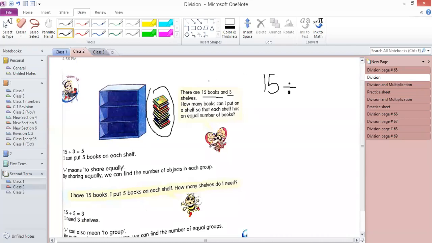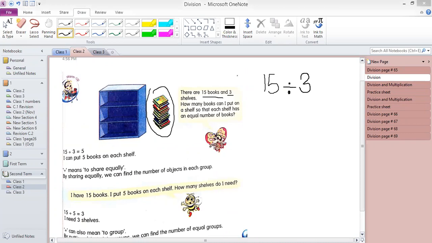Now I will check in how many equal groups I want to divide these 15 books. So I have 3 shelves. So I want to divide these 15 books into 3 equal groups. So I will write here 3. Up to here, everything is clear, guys? Very clear.